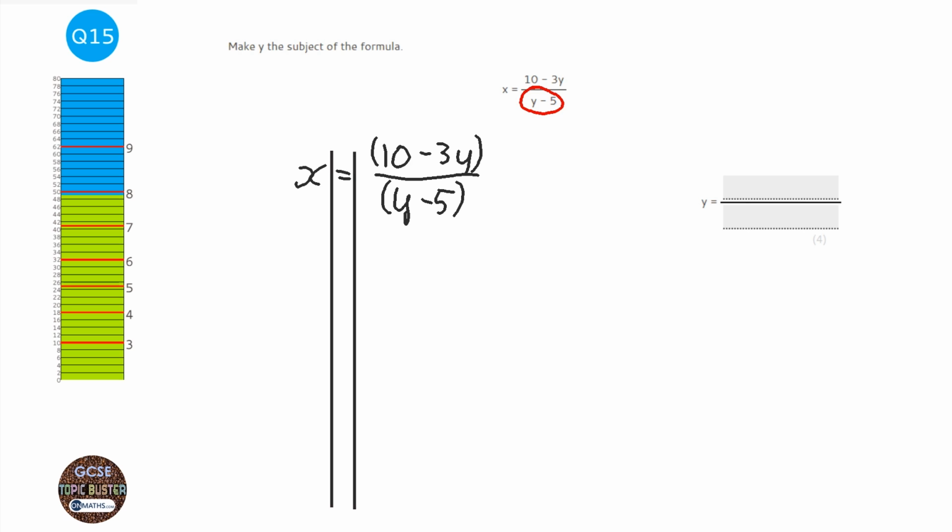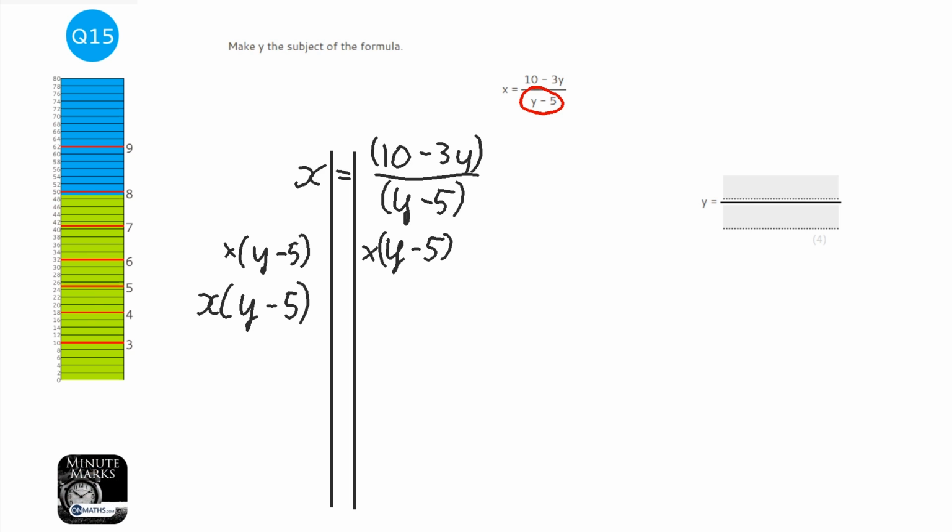So the first thing I want to do is times both sides by that y minus 5. And you must do that. You can't access the numerator of the fraction otherwise. So this ends up with being x brackets y minus 5. And on the right hand side, it's just the same numerator but without the denominator.